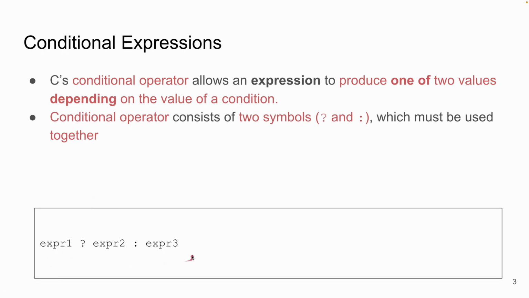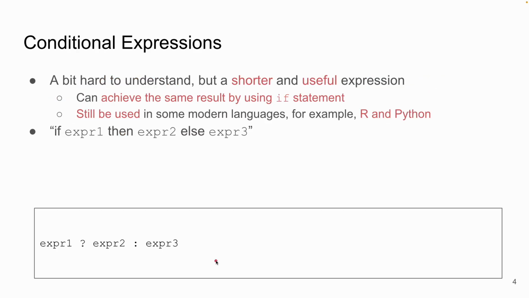So this is the general form of the conditional operator. Let's check out the meaning one by one. Actually, you don't really need to use the conditional operator to achieve these things. You can also use if and else to achieve the same effect. However, the conditional expression is, I would say, a very useful expression. Even modern programming languages like Python and R still use this conditional expression, something like this. So I think it is good to know these kinds of things.